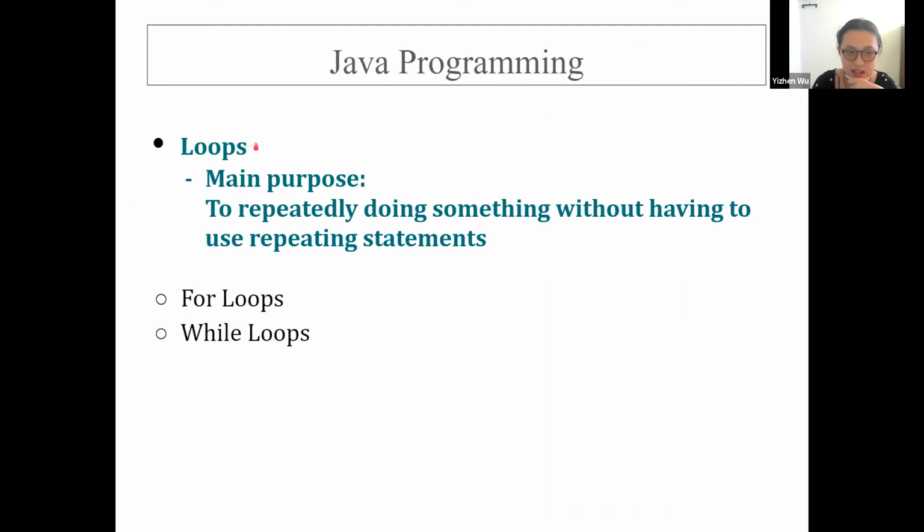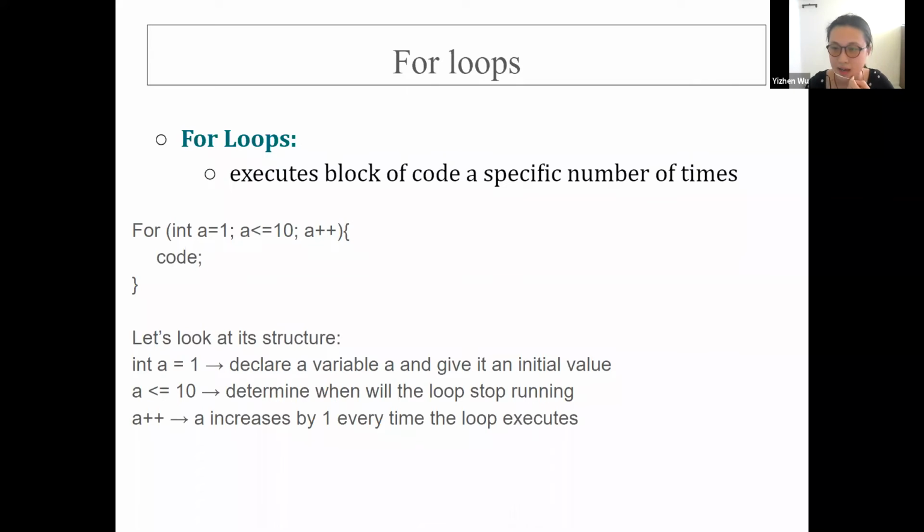Next, we have the concept of loops. It is another very, very important topic, and the main purpose is to repeatedly do something without having to use repeating statements. There are two main ones. One is the for loop, the other is the while loop. Let's first look at the for loops. What it does is execute a block of code a specific number of times. So the structure looks like this.